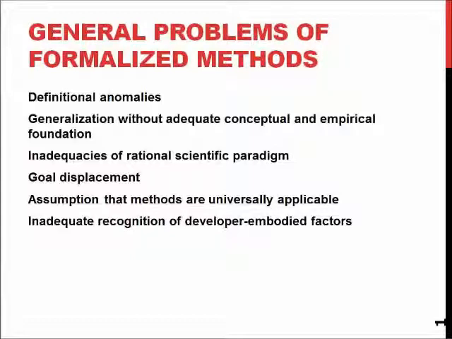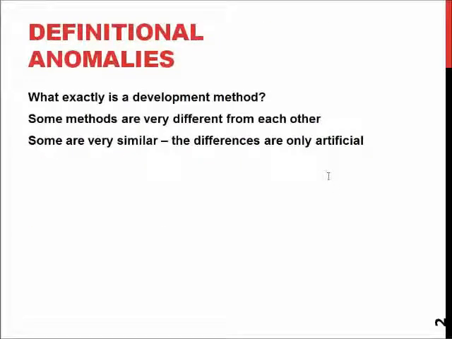Well, obviously these people are wrong. There's always a group of problems like goal displacement or political reasons why some formalized methods fail, or in general why some process models may become too difficult or costly or even counterintuitive to use. So if we go into the general problems, the first problem is of course the definitional anomaly. So what exactly is a development method or process model?